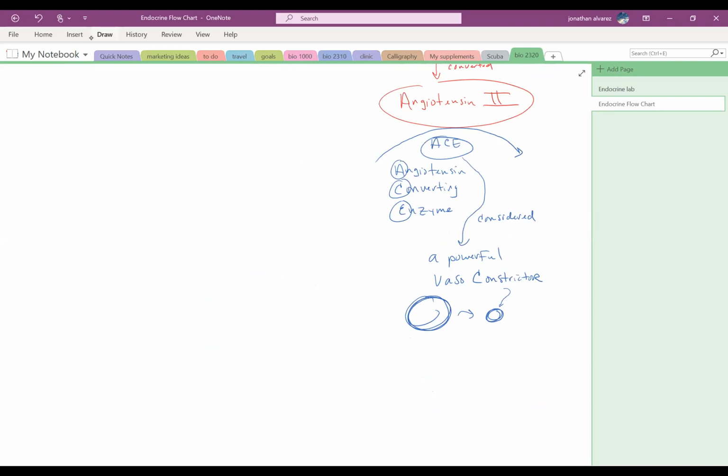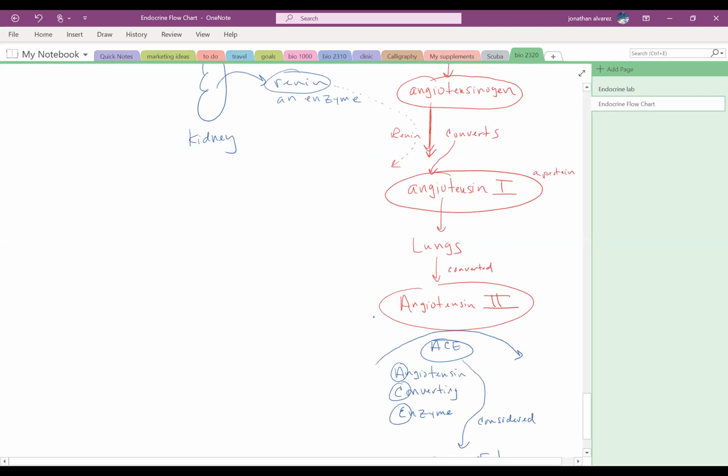Okay, now angiotensin 2 goes to the adrenal cortex. Okay, there's your adrenal gland. The outside part is the cortex. The inside part is the medulla. So it goes to the adrenal cortex and tells it to release aldosterone.